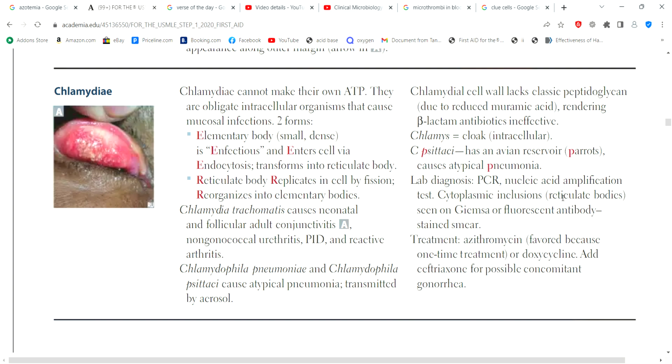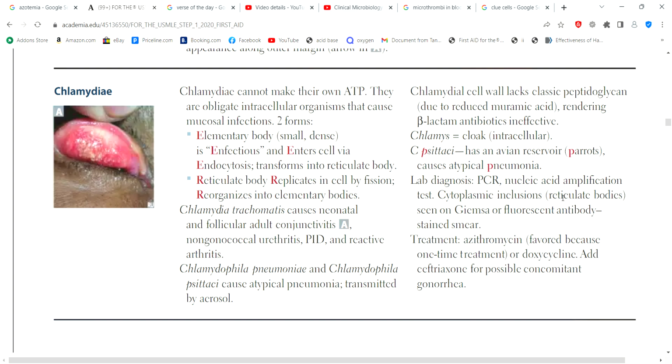So chlamydia cannot make their own ATP. They live inside the cell, obligate intracellular organisms. They cause two types of infections. The elementary body, small dense, enters the cell by endocytosis, transforms into a reticulate body. The reticulate body replicates in the cell by fission, reorganizes into elementary bodies.